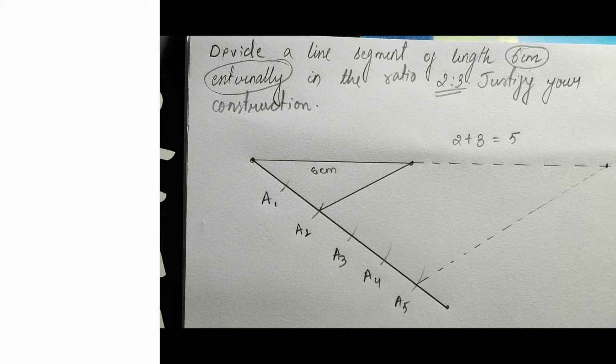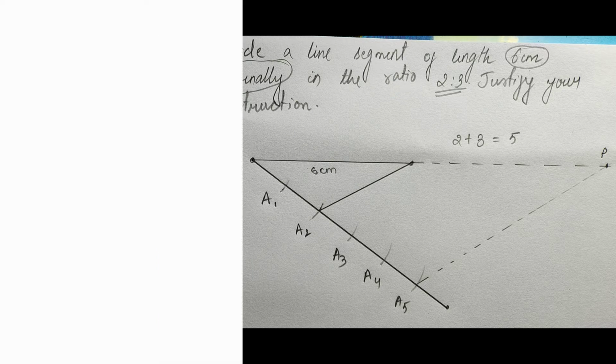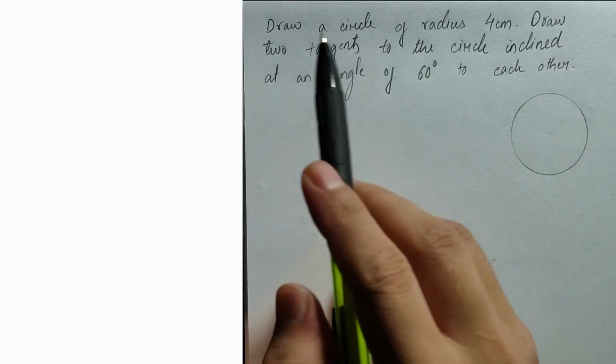So this is how it will look, and we can see the point of intersection of these two lines. Let us mark this point of intersection as P. And this point P is the point that divides the line into the ratio 2:3 externally. Let us see one question here.